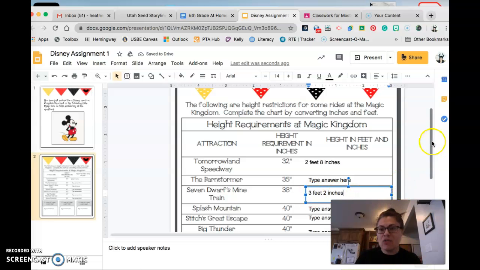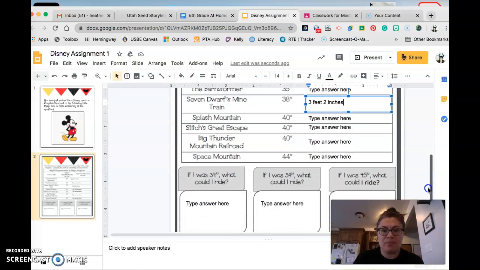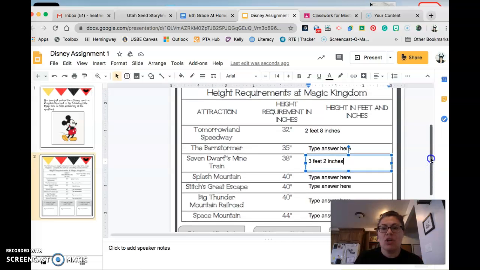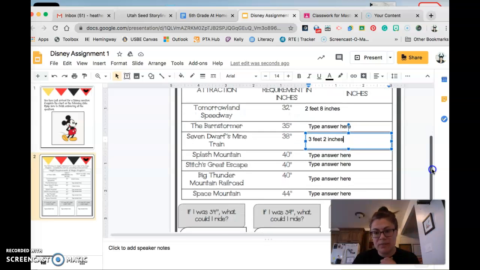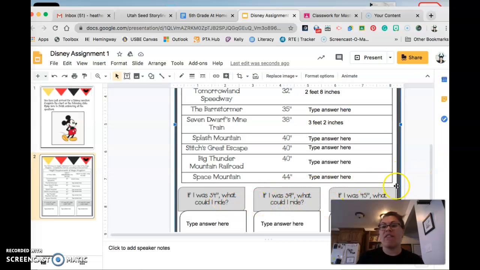So you need to continue doing that for all of them. So you're going to answer the rest of those. Make sure you divide and figure it out. Some of them are similar, lucky you. And then you're going to figure out if you were 34 inches, which rides could you ride? Or if I was 39 inches, which ones could you ride? Make sure you fill that all out.